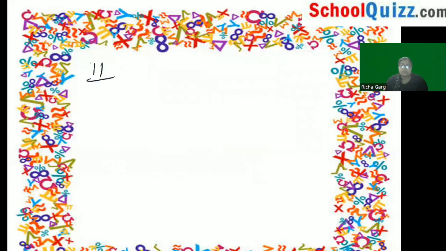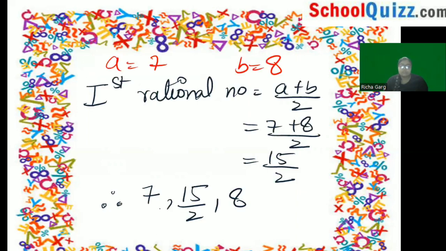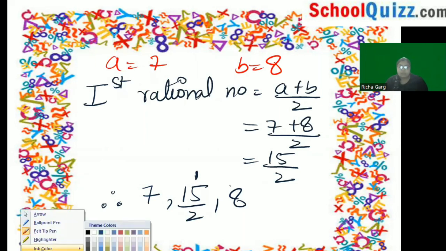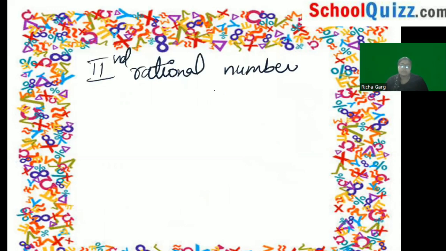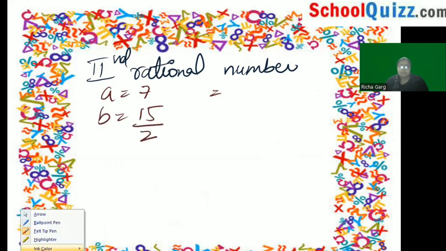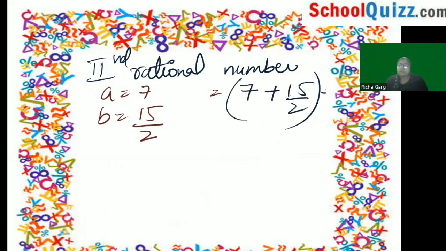Now, second rational number. If you see clearly, we have three numbers here, right? The first we found and the 2 given. So I can take any pair I want, like 7 and 15 upon 2, or 15 by 2 and 8. Any pair I can take. So I am taking 7 and 15 upon 2. So now a is 7 and b is 15 by 2. Let's solve it. So (7 plus 15 by 2) whole divided by 2.